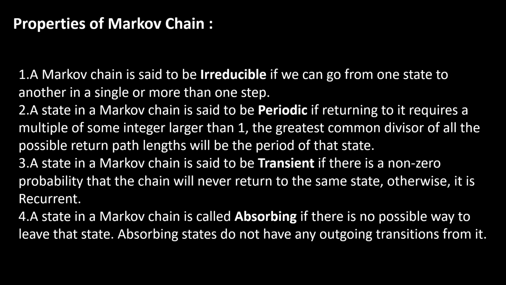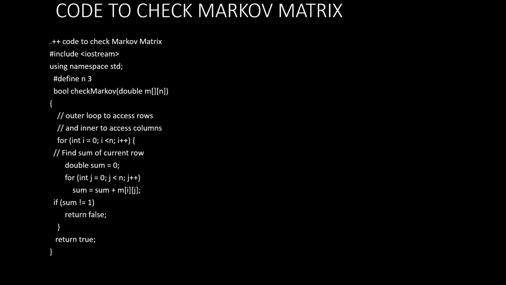A state in a Markov chain is said to be transient if there is a non-zero probability that the chain will never return to the same state, otherwise it is recurrent. A state in a Markov chain is called absorbing if there is no possible way to leave that state. Absorbing states do not have any outgoing transitions from it.